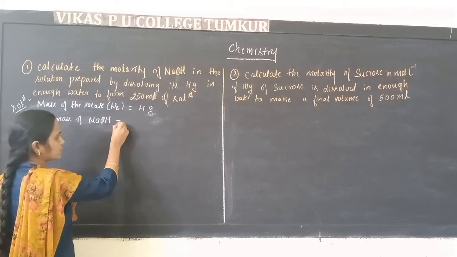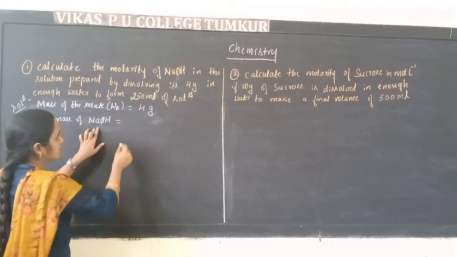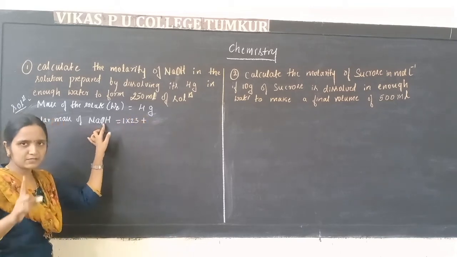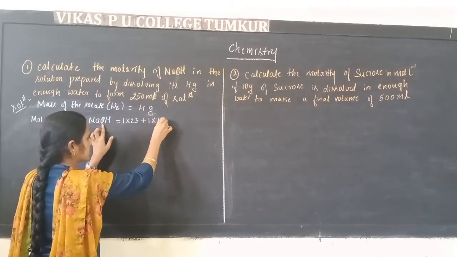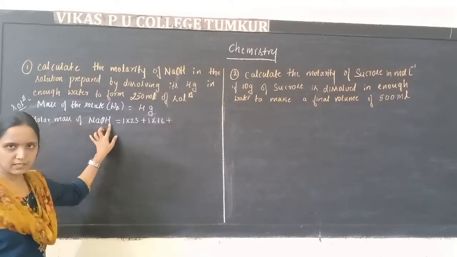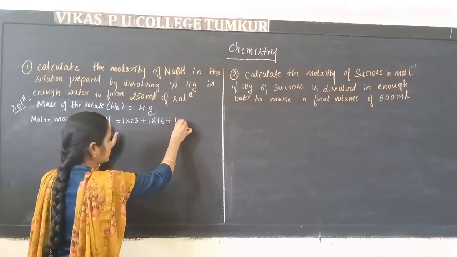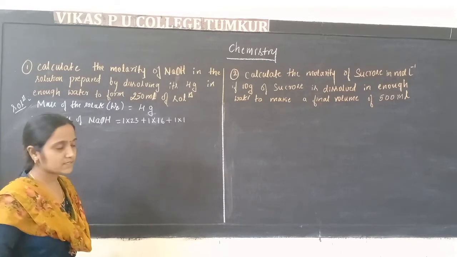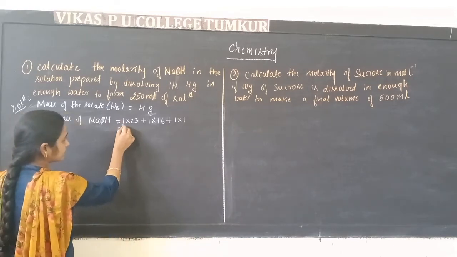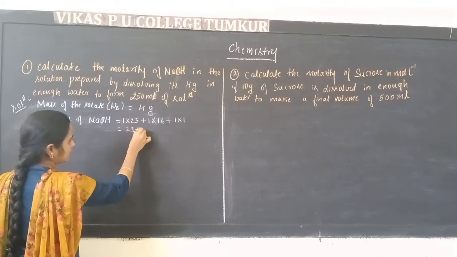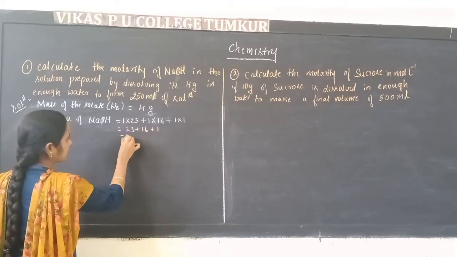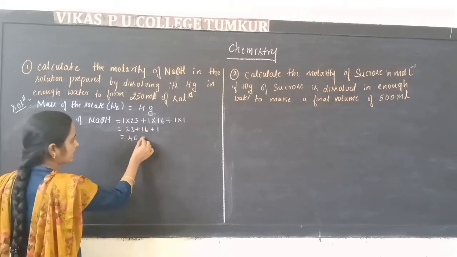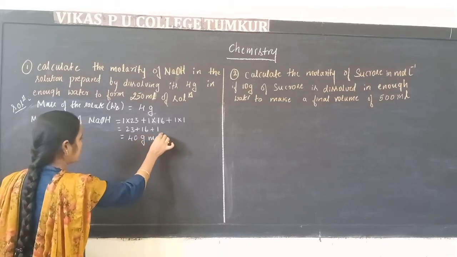The number of sodium atoms in NaOH is 1, that is 1 into 23, plus the number of oxygen atoms is 1, that is 1 into 16, plus the number of hydrogen atoms is 1, that is 1 into 1. We know how to find the molar mass; we already discussed it in previous classes. 23 plus 16 plus 1 gives 40. The unit used for molar mass is gram per mole.